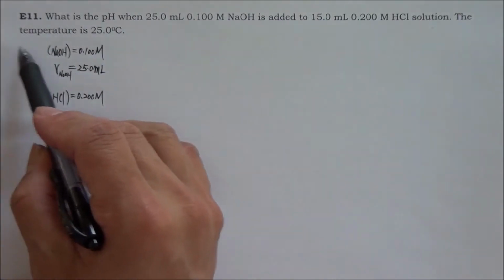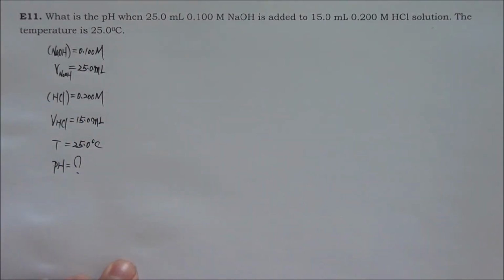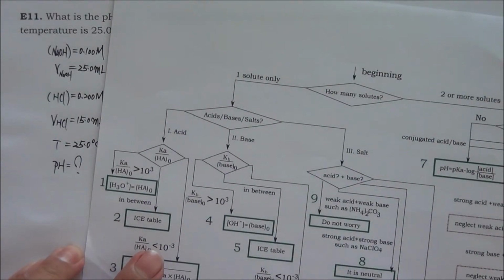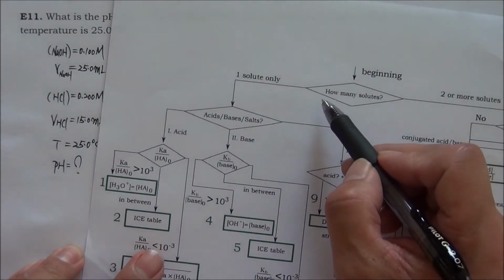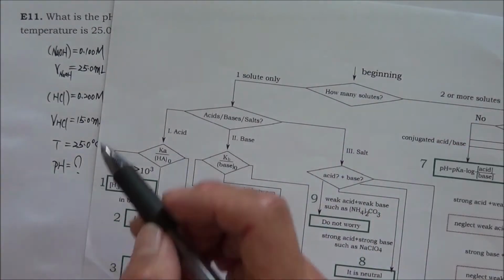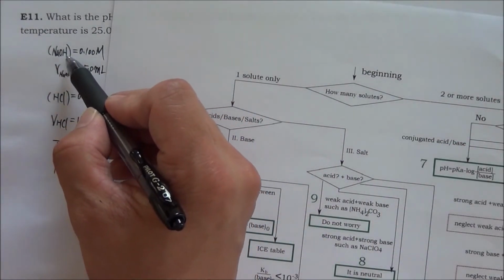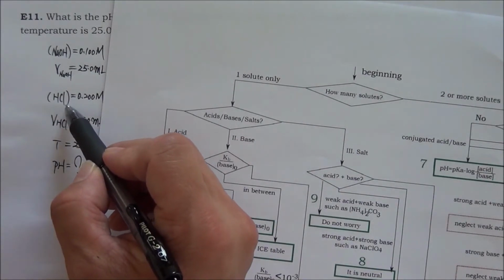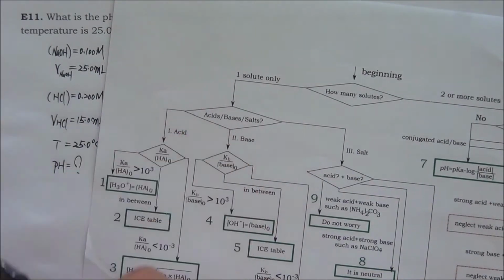This is the summary of this problem. Let's look at the flowchart. The first question we need to answer to use the flowchart is how many solutes are in the solution? In the solution, we have sodium hydroxide and hydrochloric acid. Apparently, there are 2 solutes in the solution.